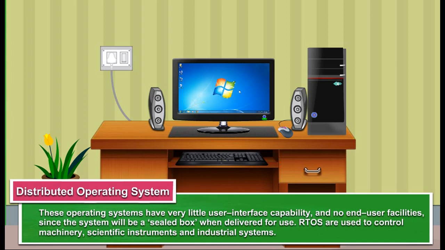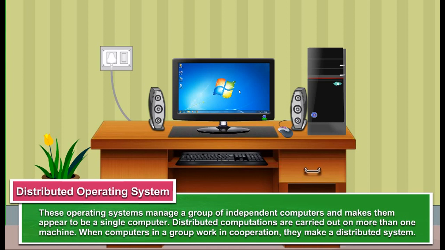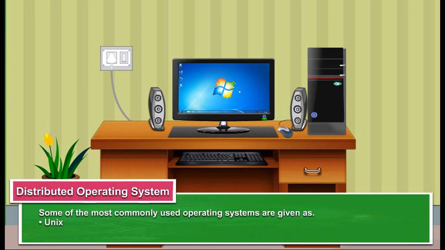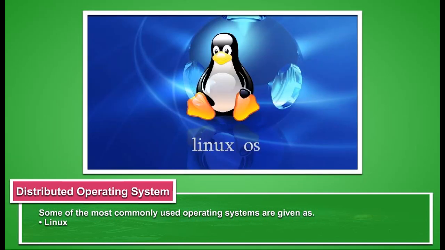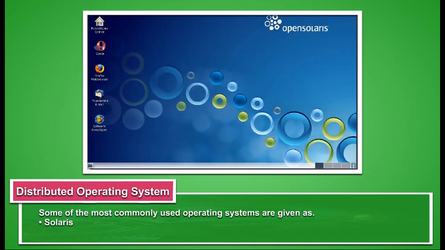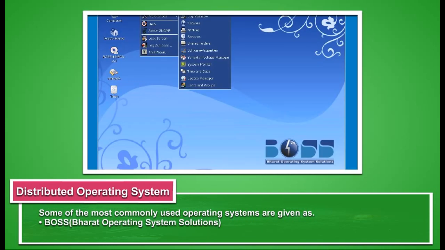Distributed operating system. These operating systems manage a group of independent computers and make them appear to be a single computer. Distributed computations are carried out on more than one machine. When computers in a group work in cooperation, they make a distributed system. Some of the most commonly used operating systems are Unix, Linux, Windows, Solaris, BOSS, Bharat Operating System Solutions.